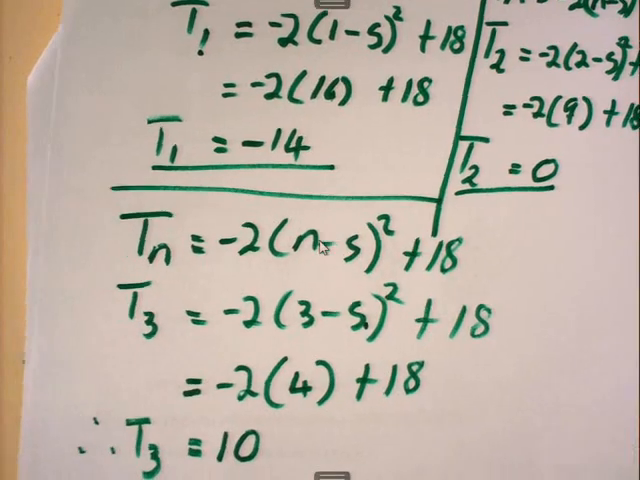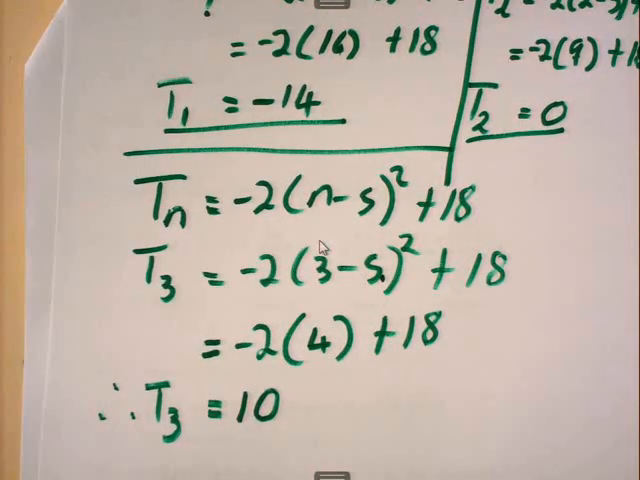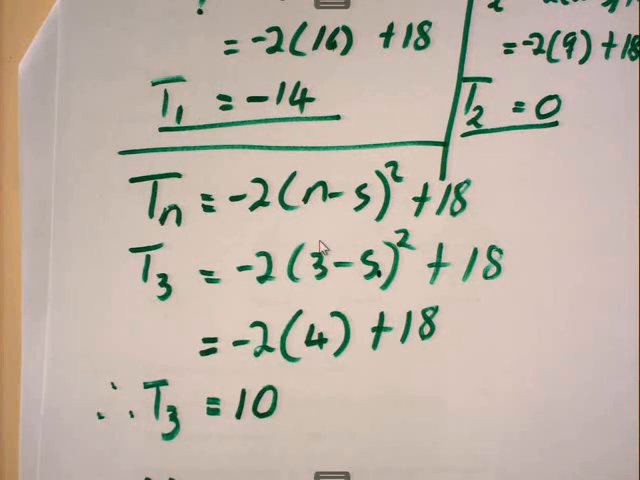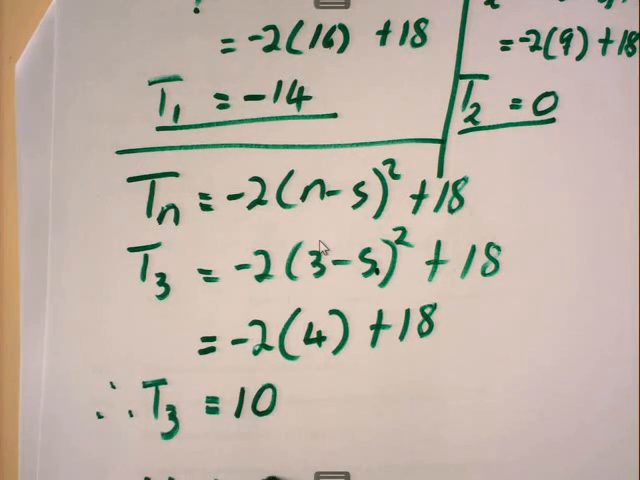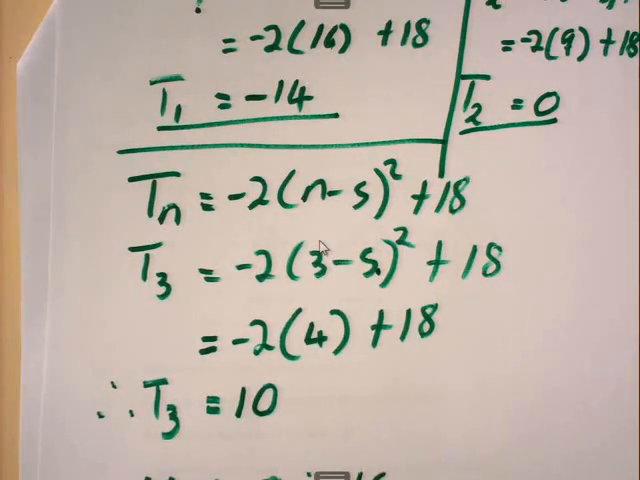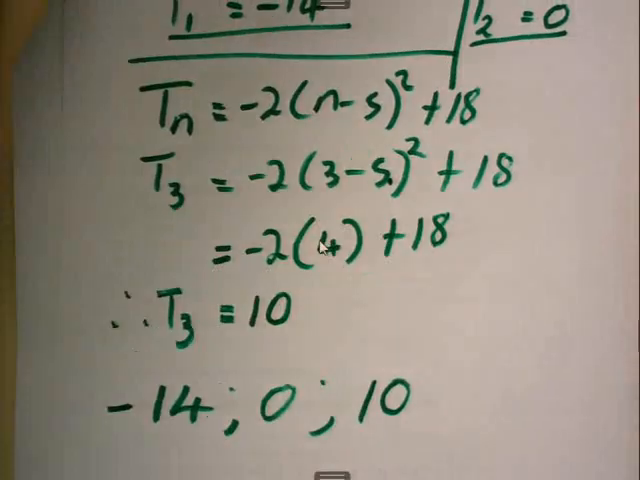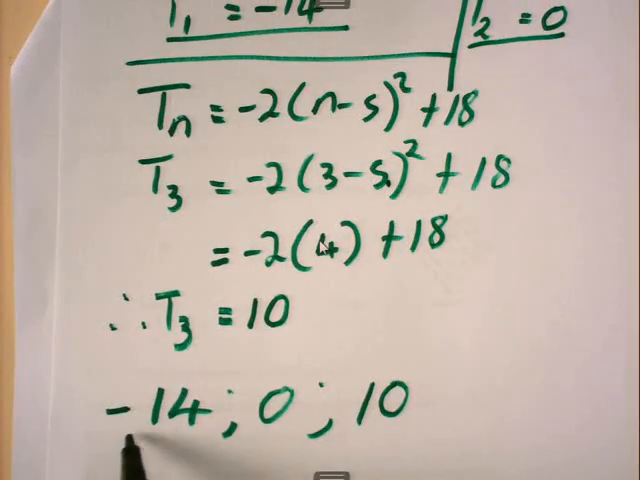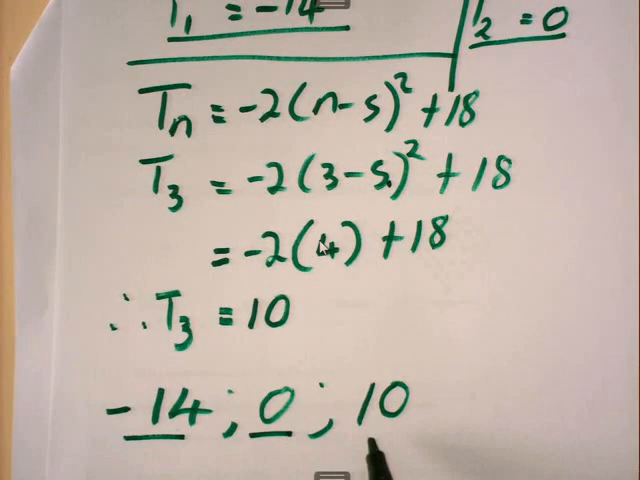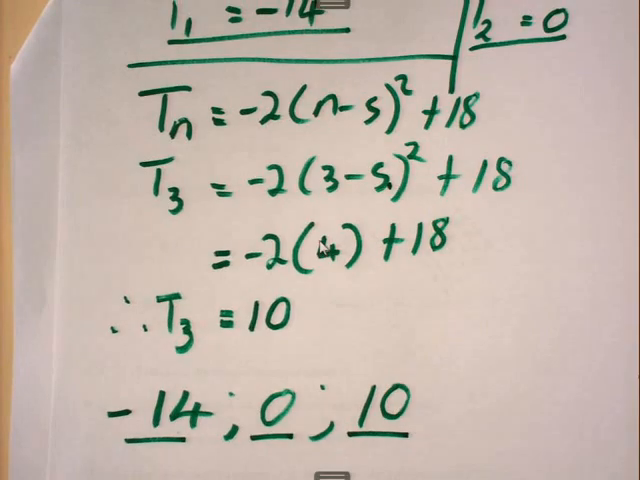So, when answering the question, the first 3 terms are: minus 14 is the first term, 0 is the second term, and the third term is equal to 10. Those are the first 3 terms of the sequence.